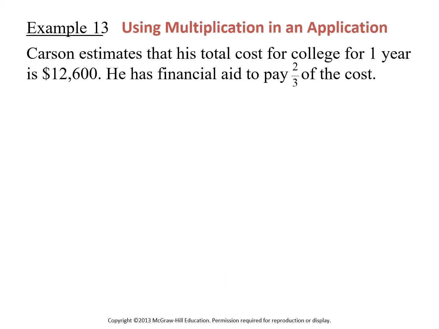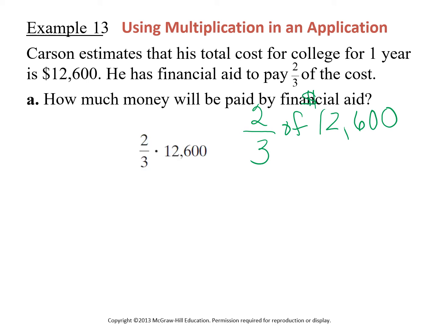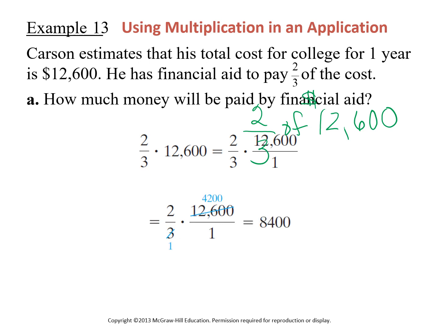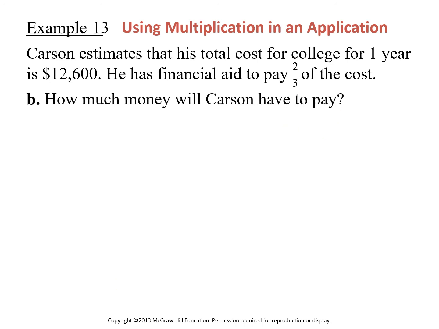Carson estimates his total cost for college for a year is $12,600. Financial aid will pay 2/3 of the cost. So when you find a fraction of a number, that's a multiplication. So we're going to be multiplying, and 2/3 of 12,600 is equal to $8,400, and the financial aid will pay $8,400. If he's going to pay the rest, then he's going to be paying 1/3, or we can just subtract the total amount minus the amount financial aid is paying, and he'll still owe $4,200.